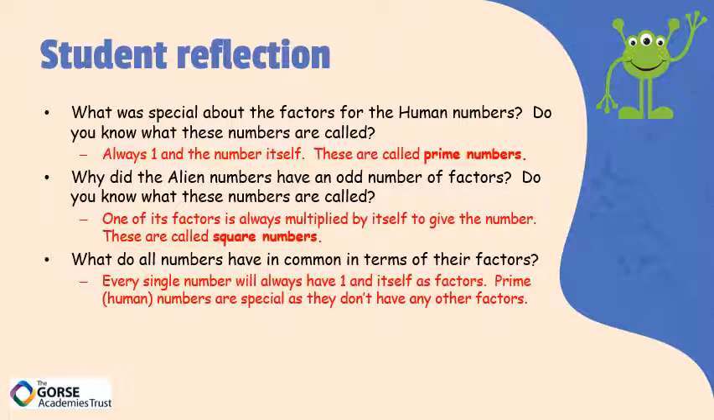And what do all numbers have in common in terms of their factors? Well, every single number will always have 1 and itself as a factor, as 1 and itself will always divide into it. The prime numbers, or the human numbers in the investigation, are special because they don't have any other factors. They only have 1 and itself.